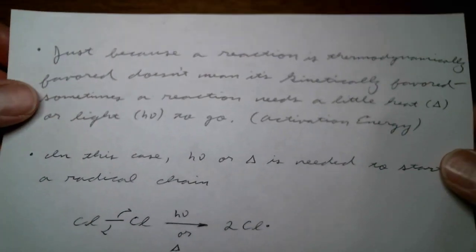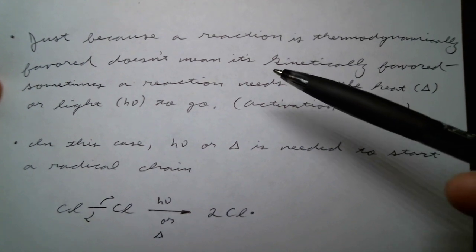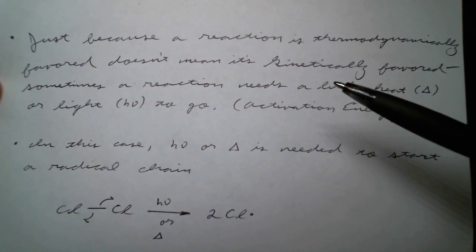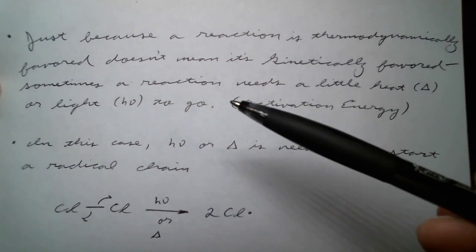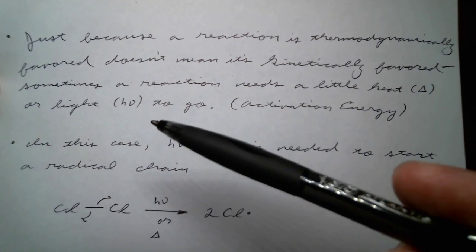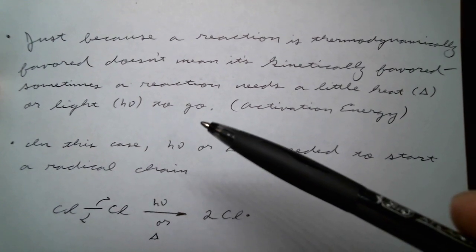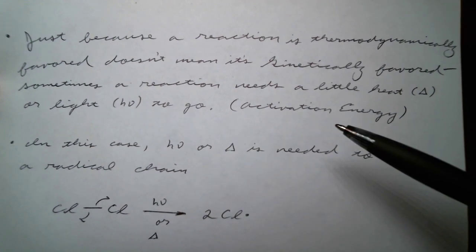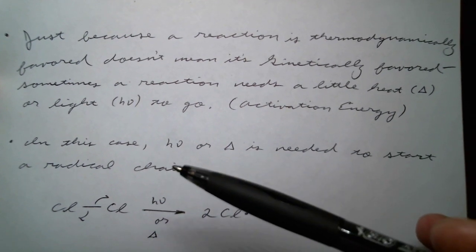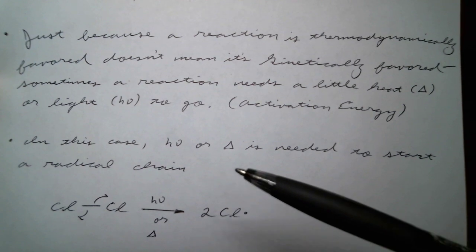But just because a reaction is thermodynamically favored does not necessarily mean it's kinetically favored. Sometimes a reaction needs a little heat, symbolized by delta, or light, which we know to be h nu, in order to go. This is the idea of activation energy. In this case, light or heat is needed to start a radical chain.